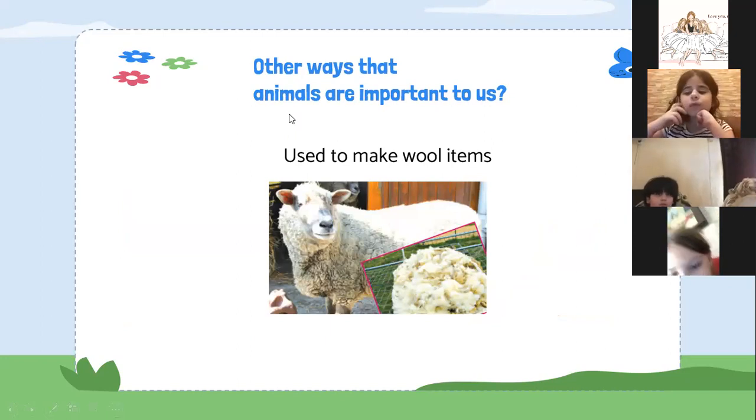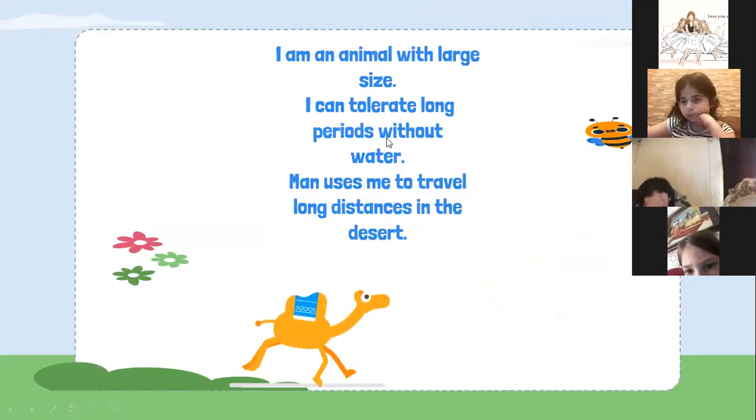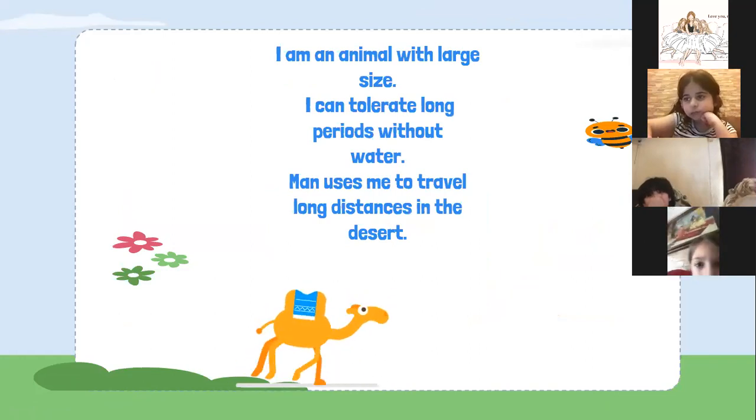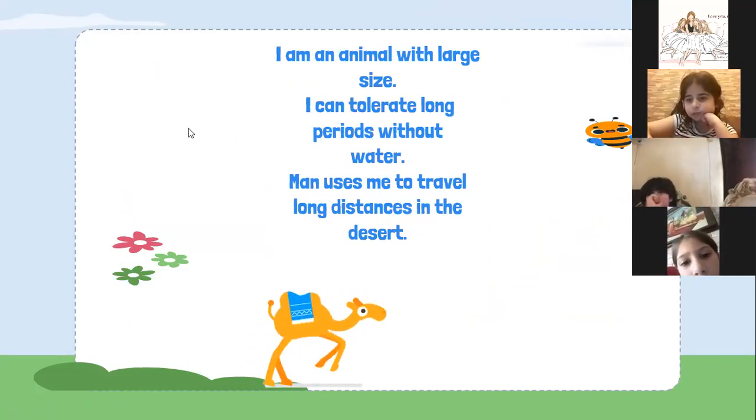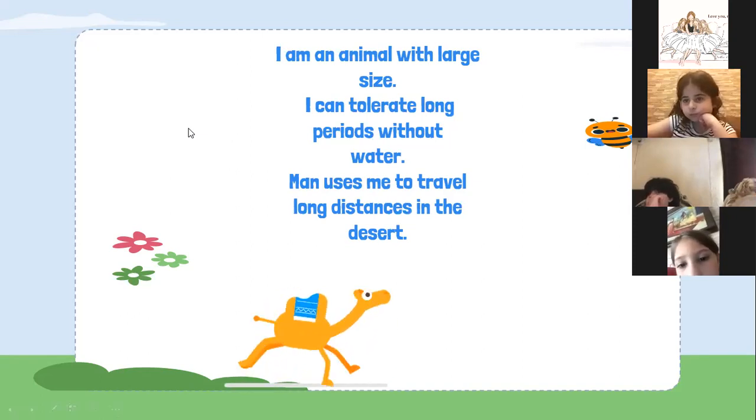Now here, what can you see? We can see the sheep. We use the wool of the sheep to make wool items, or a jacket sometimes. Maybe you have some jackets that are made of wool. Now this is a riddle. And as I just told you in the English class, a riddle is like a puzzle.